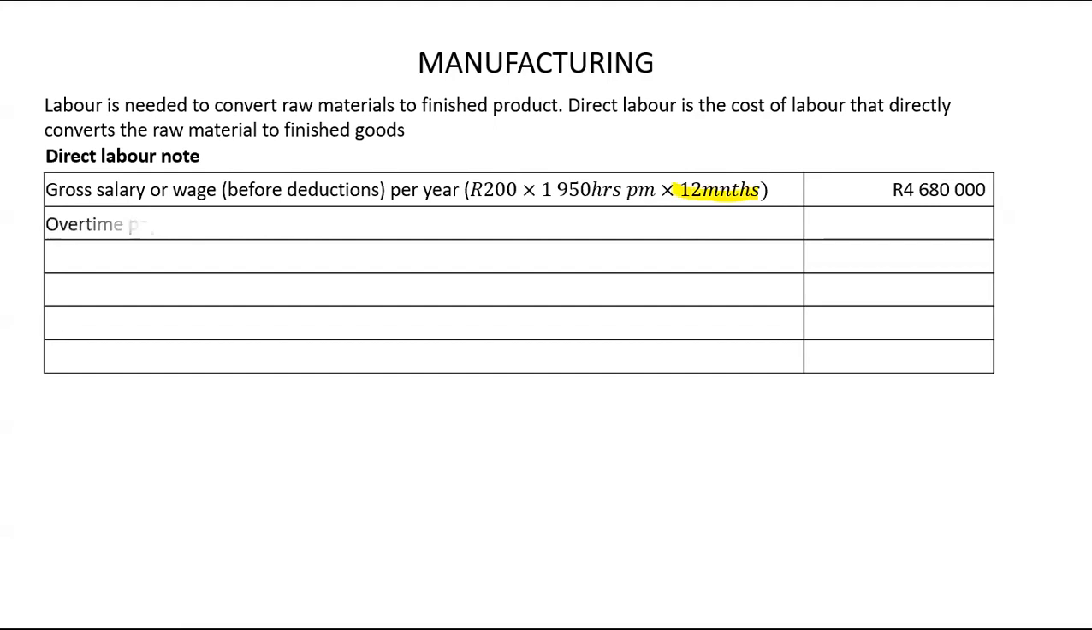Then we're going to include things like overtime payment, which is normally double the normal rate. They will tell you how many hours, say, an employee has worked overtime, and bonuses, which is what other people call the 13th check.